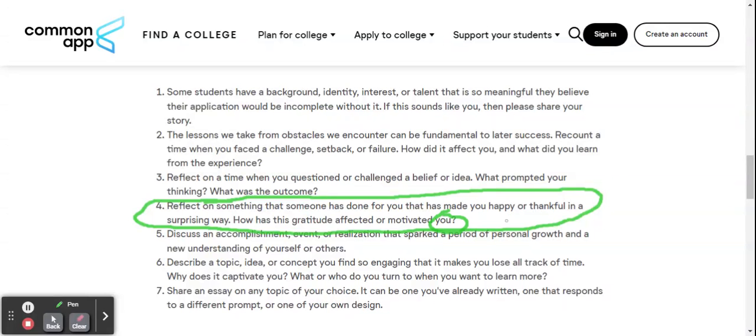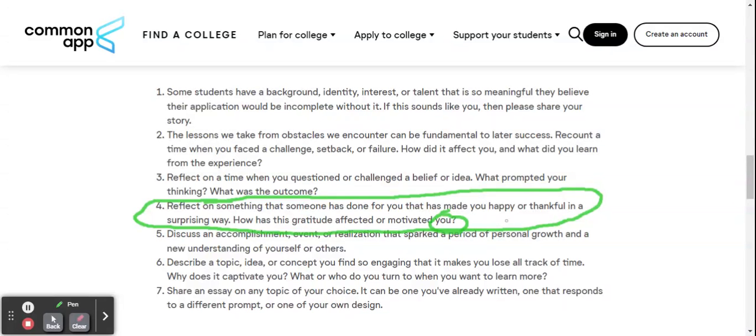And that is something that you will probably want to do. You're going to want to focus on how your mom did this for you, or your aunt, or perhaps a stranger did something for you that, again, surprised you. That's not who the focus is on. The stranger is not going to college. Your mom is not going to college. You are. And so I want you to focus on how the gratitude has affected you.